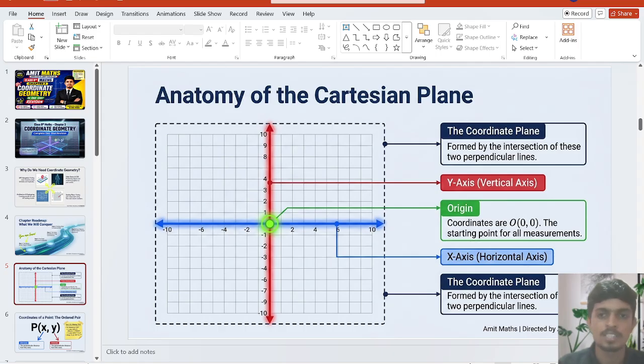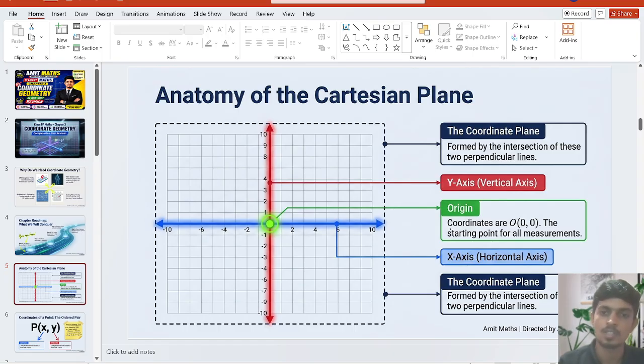Anatomy of the Cartesian plane. The Cartesian plane is a system consisting of two lines which are perpendicular to each other. The coordinate plane is formed by the intersection of these two perpendicular lines. This line is known as the horizontal line, and the y-axis is known as the vertical line.